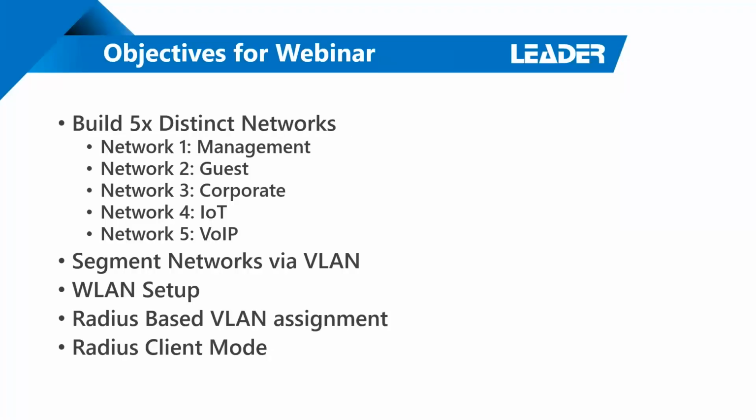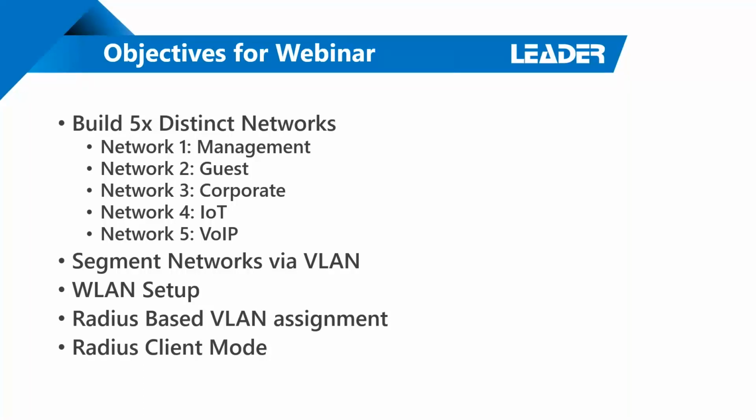So first off, what we're going to do is build 5 distinct networks. So we're going to build a management network, a guest network, a corporate network, our IoT network, and a VoIP network. This, I feel, is pretty representative of what we see mostly in most of our client deployments. We're also going to look at how we segment out these networks via VLAN. Again, we don't go into VLANs in too much depth here, but if you want to expand on that, we've already done a webinar on that as well.